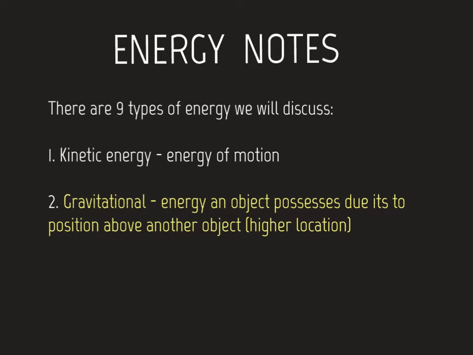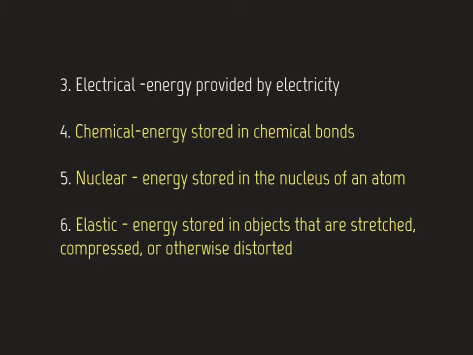And it is in yellow for a reason. We'll talk about that towards the end. Okay, next we have electrical energy, which is energy that's provided by electricity. The fourth one is chemical energy. Again, these last three are in yellow for a reason. So chemical energy is the energy that is stored in the chemical bonds between atoms, or molecules, I should say, sorry. The fifth one is nuclear energy, which is energy that is stored in the nucleus of an atom.